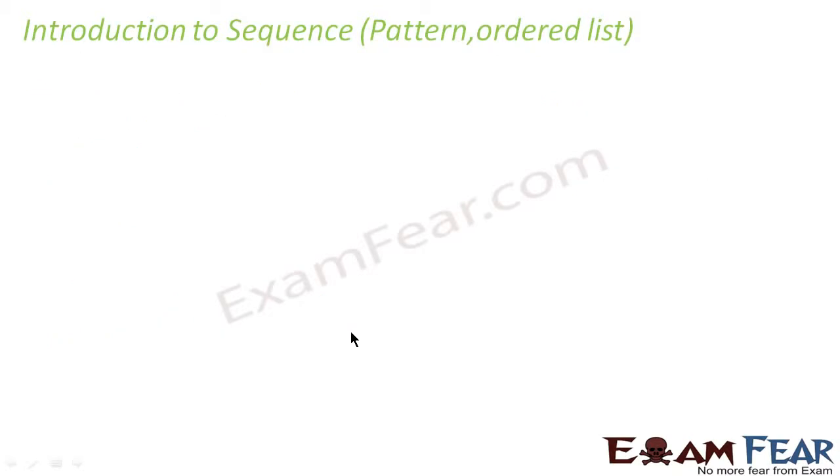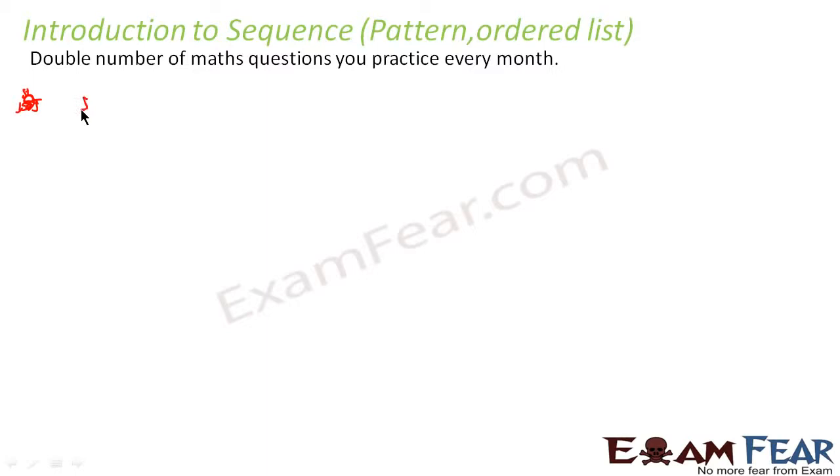Let's take one more example of sequence. For example, in the month of Jan, let's suppose you have solved 4 maths questions every day. Now your teacher tells you to keep increasing your count so that every month you double. That is, in the month of Feb, you should go for 8 maths questions per day.